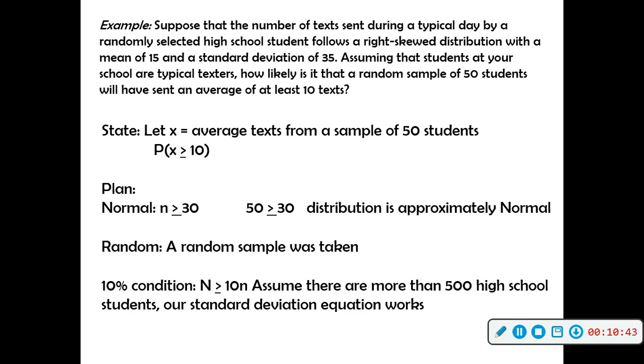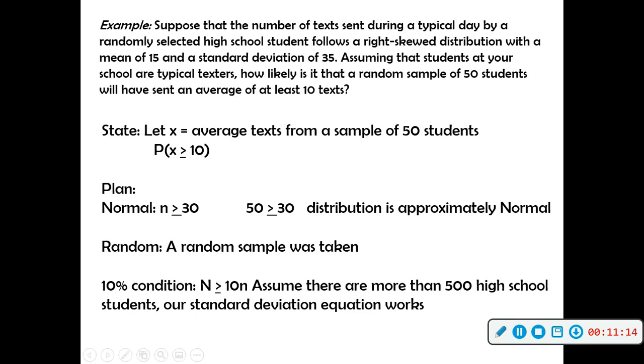For our plan, well, we need to check our conditions. We need to make sure that our distribution is approximately normal. We need to make sure that we've taken a random sample. We need to make sure that we meet that 10% condition. So for our normal, the first thing we should always look for, and I know I haven't done it here, and we'll talk about why, is to see, is my population normally distributed? Because if my population is normally distributed, then it doesn't matter what sample size I took. My sampling distribution will be approximately normal.